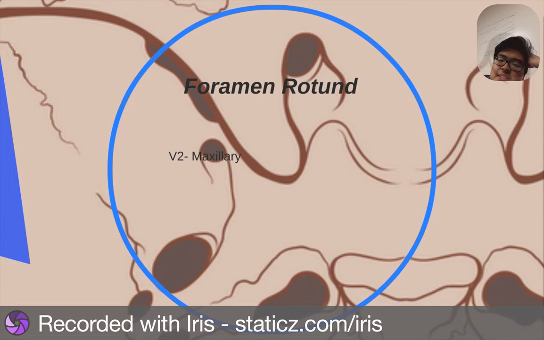What does it innervate? The maxillary nerve is the cutaneous nerve for the middle third of your face, from your upper jaw to the forehead. Nice. So right there. Cool. All right.